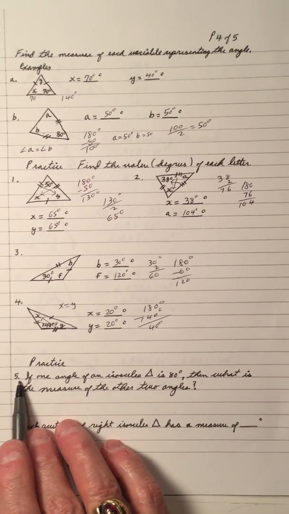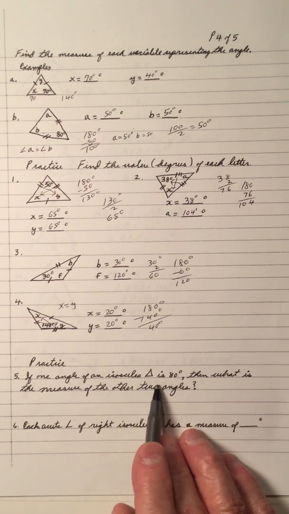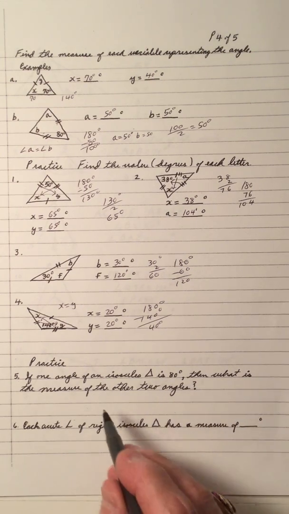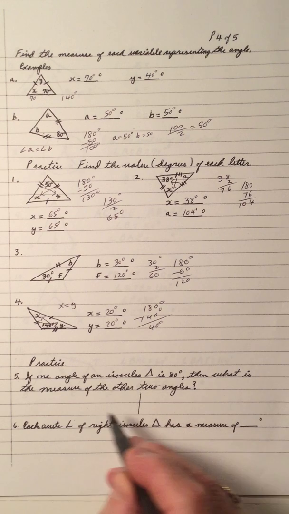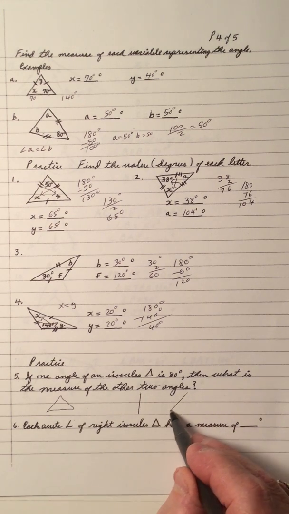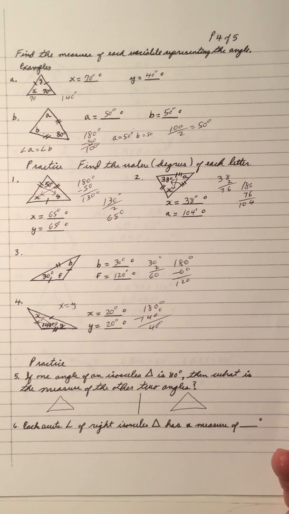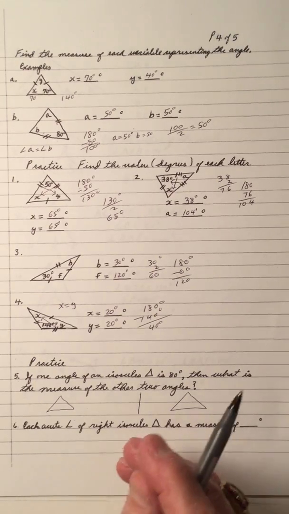Practice. Number 5. If one angle of an isosceles triangle is 80, then what is the measure of the other two angles? Now you've got to be careful here. It says that one angle is 80, but it doesn't say which angle is 80. It doesn't say if one of the base angles is 80. It just says one angle is 80.